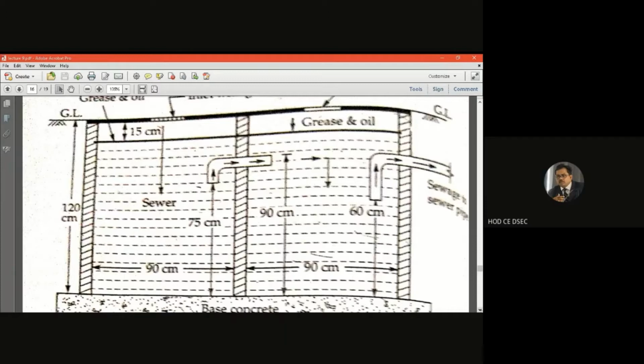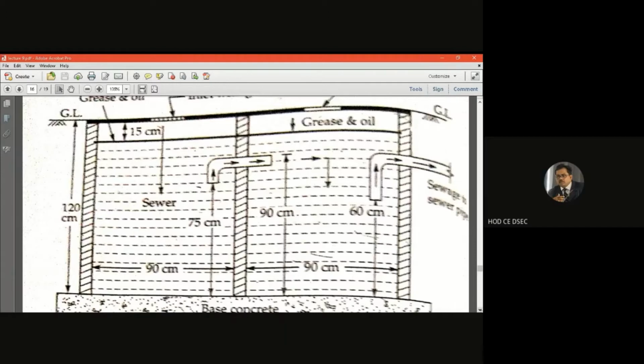You can see from the figure the principle on which oil and grease traps work. You must note these things. Actually, grease and oil, being lighter in weight, float on the top surface of the sewage.